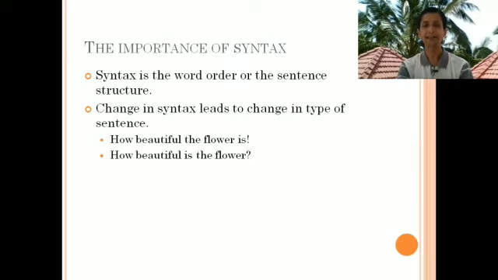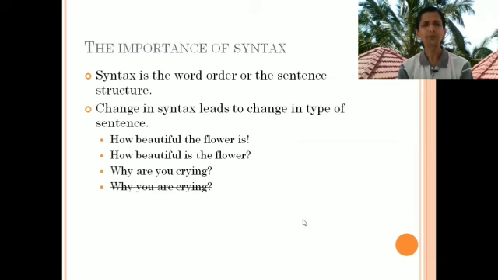The first one exclaims that the flower is very beautiful, and the second sentence is asking for the degree of beauty of the flower. The person who is asking that question is asking us, how beautiful is the flower? Is it more beautiful than this flower, or is it more beautiful than this flower? So it is asking for the degree of beauty that the flower possesses. Whereas the first sentence is an expression of wonder, an expression of surprise that the flower that we see is so beautiful.